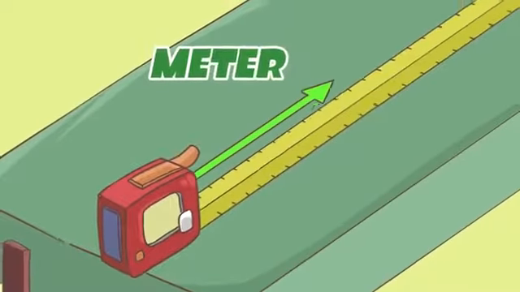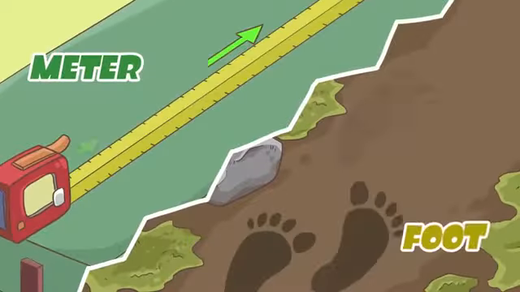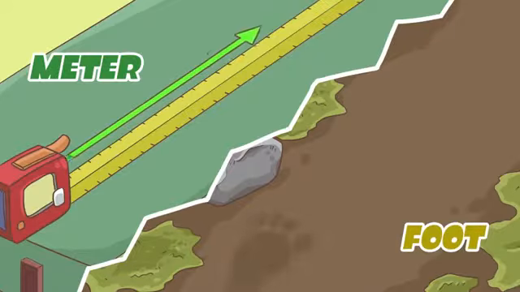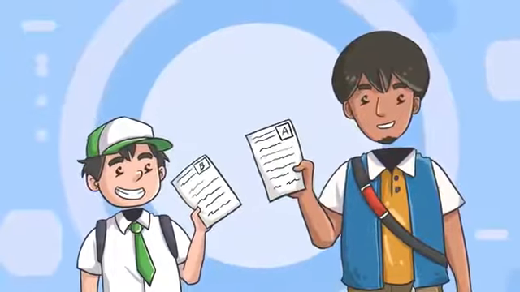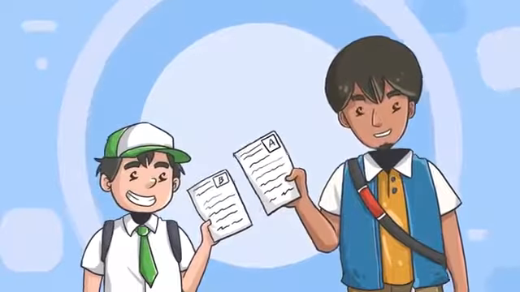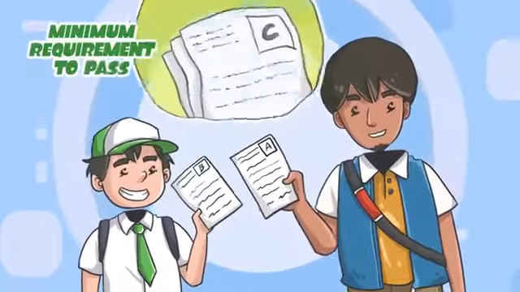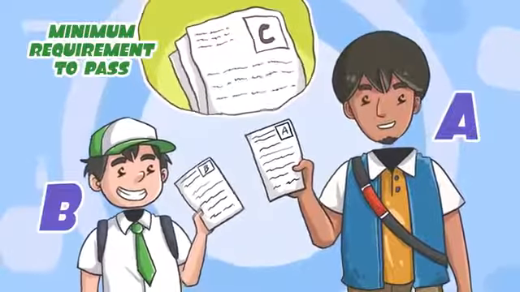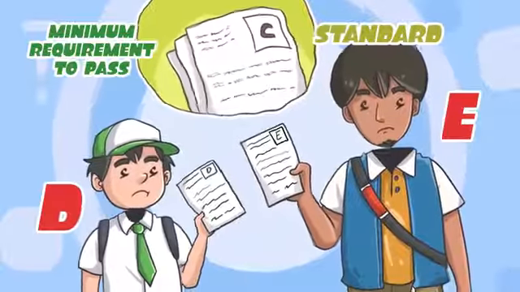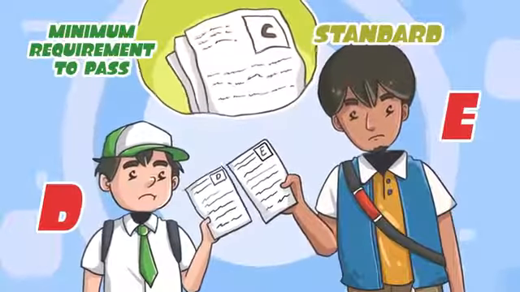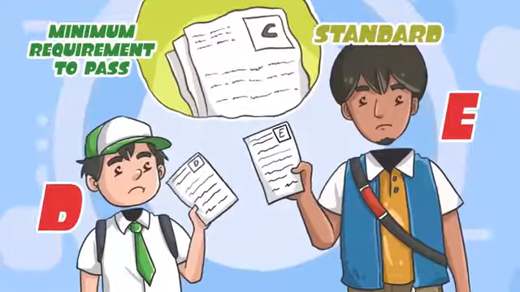A meter is a meter is a meter wherever you go. Or a foot is a foot is a foot wherever you go. These are standards. And everything else is measured against standards. That even happens in your studies, doesn't it? The kids that are in school or university students, there's a minimum requirement for you to pass. That's the standard. If you don't meet that minimum standard, you're not going to pass the class. And everybody is judged according to the same exact standard.